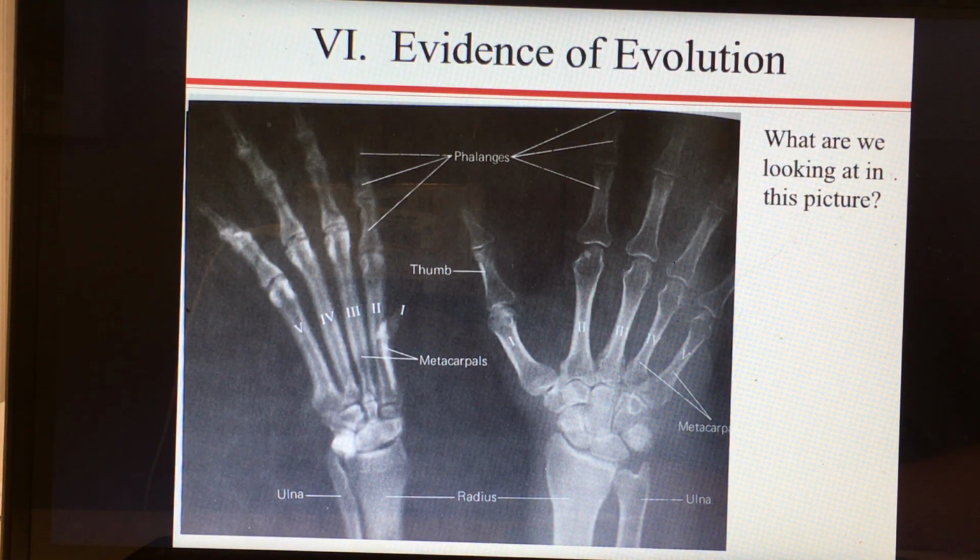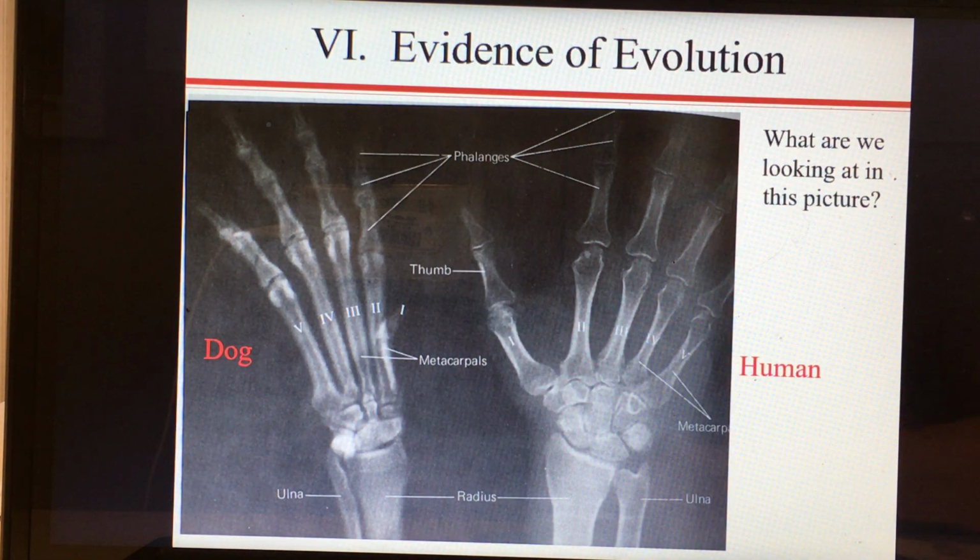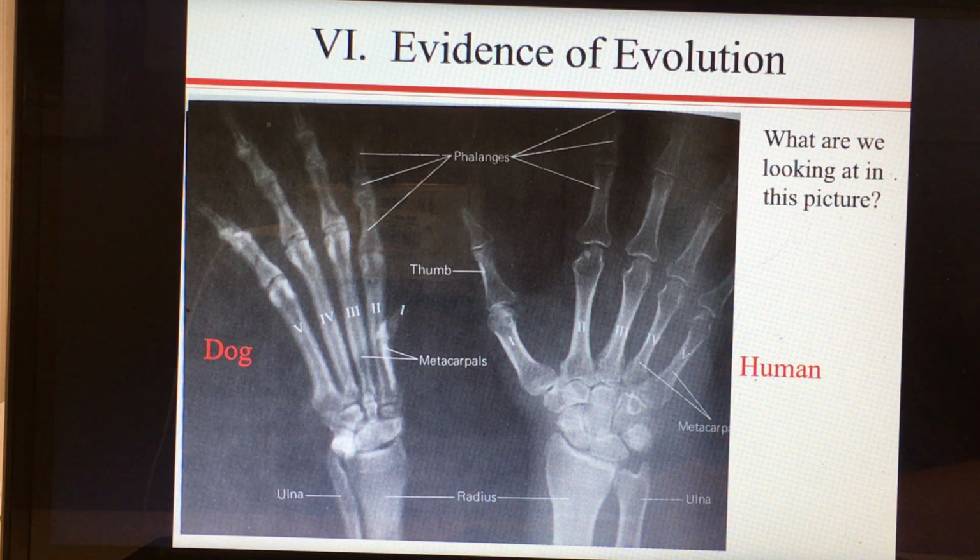So if you look at this X-ray, two X-rays side by side, can you tell what they are? The one on the left is a dog, and the one on the right is a hand of a human. So this is a dog's paw and a human hand, and the bone structure is very, very similar, suggesting that we are related.